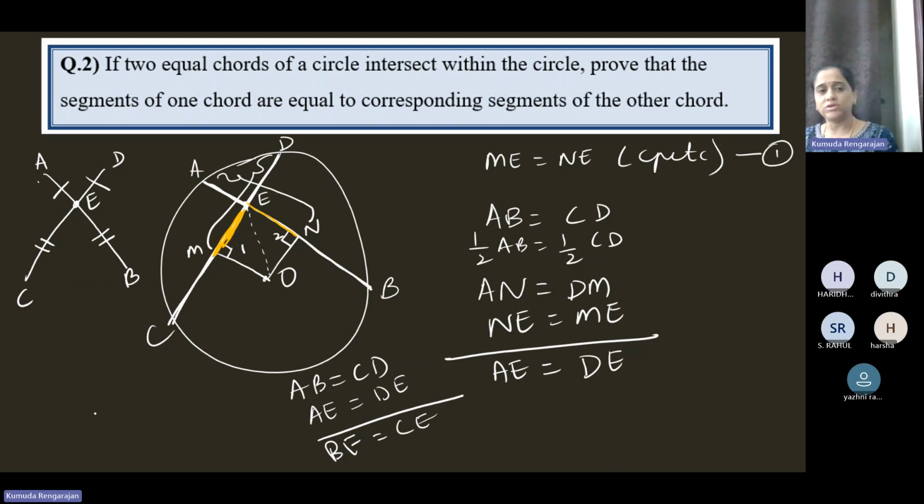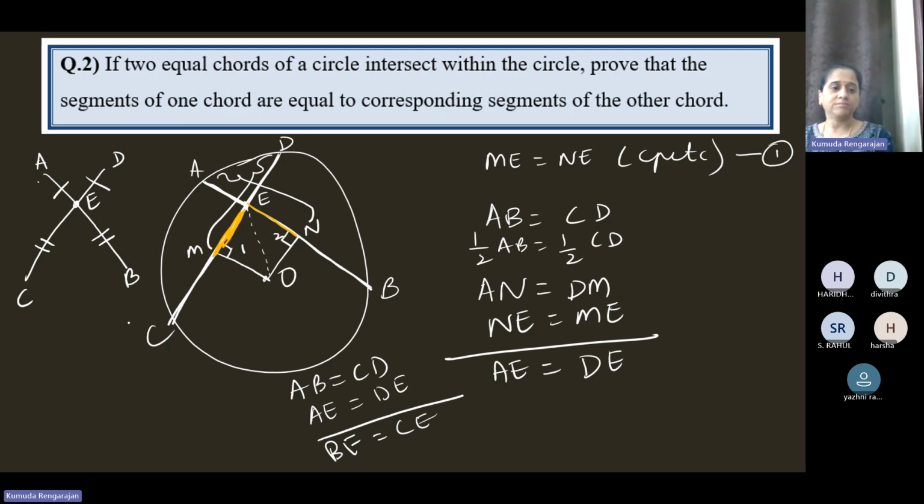If two equal chords of a circle intersect within the circle, prove that the segments of one chord are equal to the corresponding segments of the other chord. One chord is AB, and AE and EB are the segments of that chord AB. And the other chord is CD. The segments of CD are DE and EC. So corresponding segments: AE of one chord corresponds to DE of the other chord. Then CE of one chord corresponds to EB of the other chord. You need to prove that these two segments are equal.